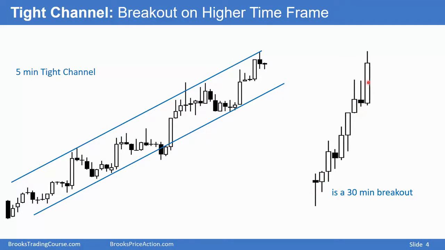When a 30-minute chart looks like this, you should only buy. When a 5-minute chart looks like that, you have to assume the 30-minute chart looks like this. It's a breakout on a higher time frame, and it's better only to look to buy. Trade it like a breakout, only look to buy. It is a breakout on the next time frame up. 15-minute, 30-minute chart.